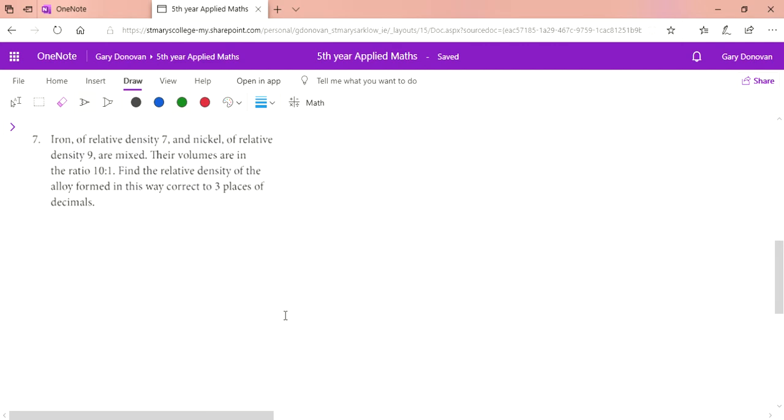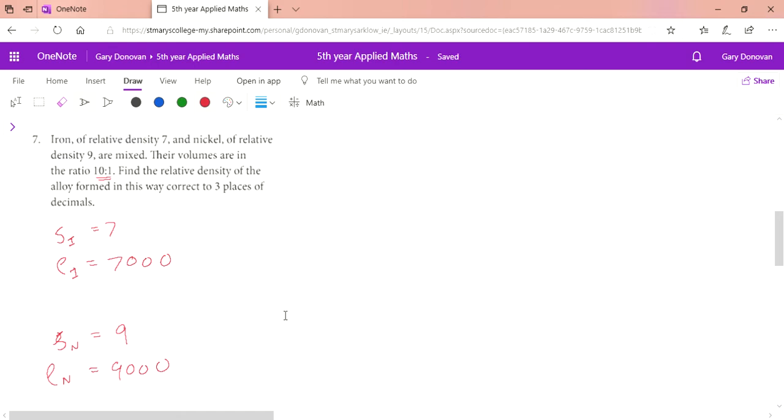So here we have iron, and again we'll write down our information first. So we have iron of relative density 7, which means the density of iron is 7000. Nickel has a relative density of 9, which means the density of nickel is 9000. They're mixed together and their volumes are in a ratio of 10 to 1. Right, so the volumes are in a ratio of 10 to 1.